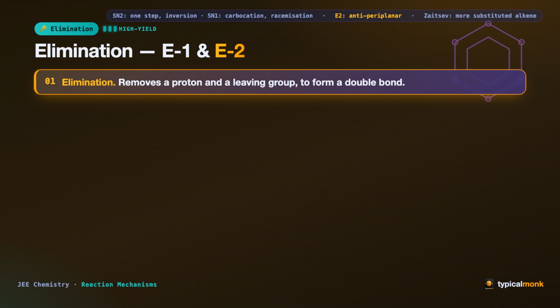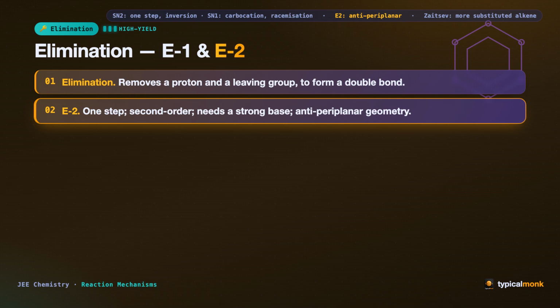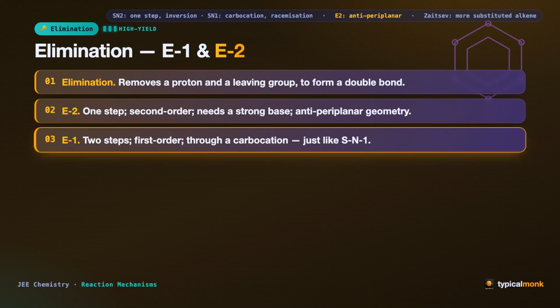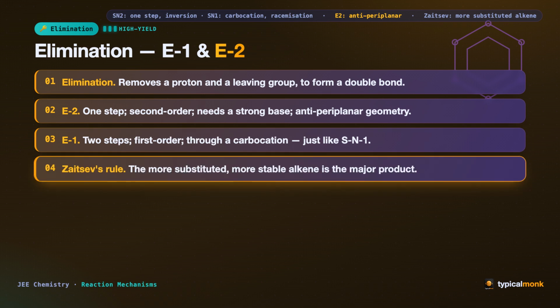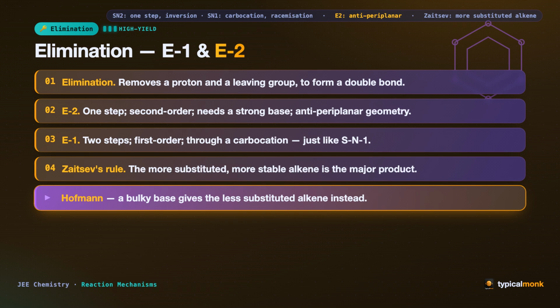Now the eliminations. Elimination. It removes a proton and a leaving group to form a double bond. E2. One step, second order. It needs a strong base and it needs anti-periplanar geometry. E1. Two steps, first order, through a carbocation. Just like SN1. Zaitsev's rule. The more substituted, more stable alkene is the major product. Hofmann. A bulky base gives the less substituted alkene instead.